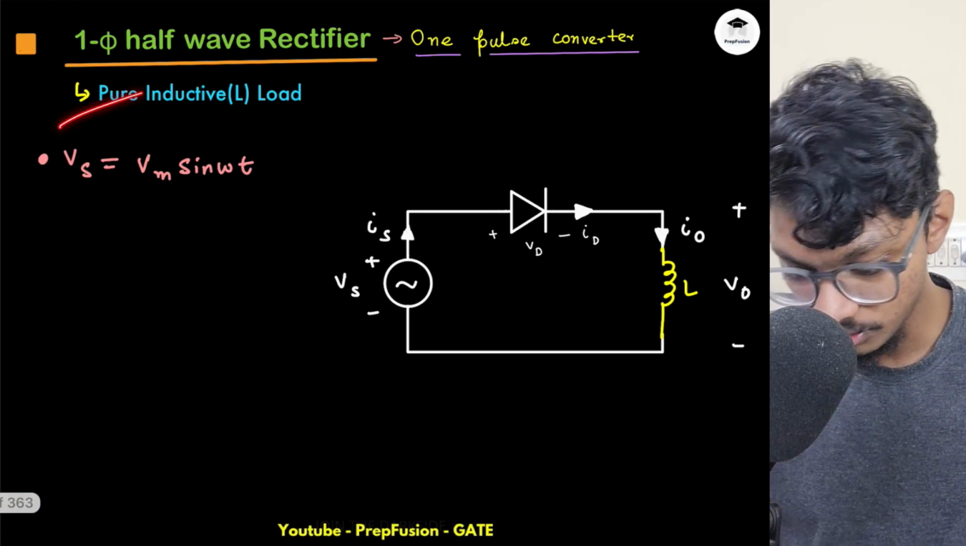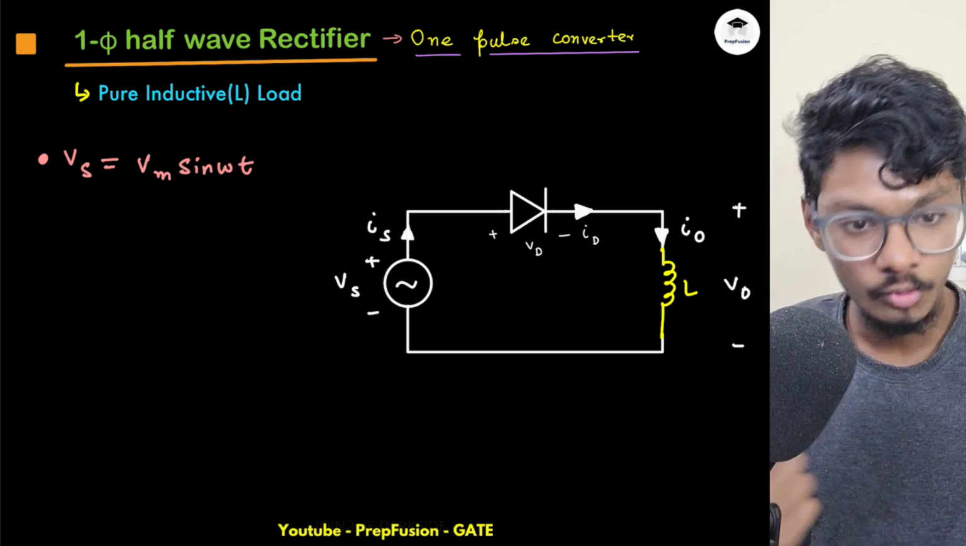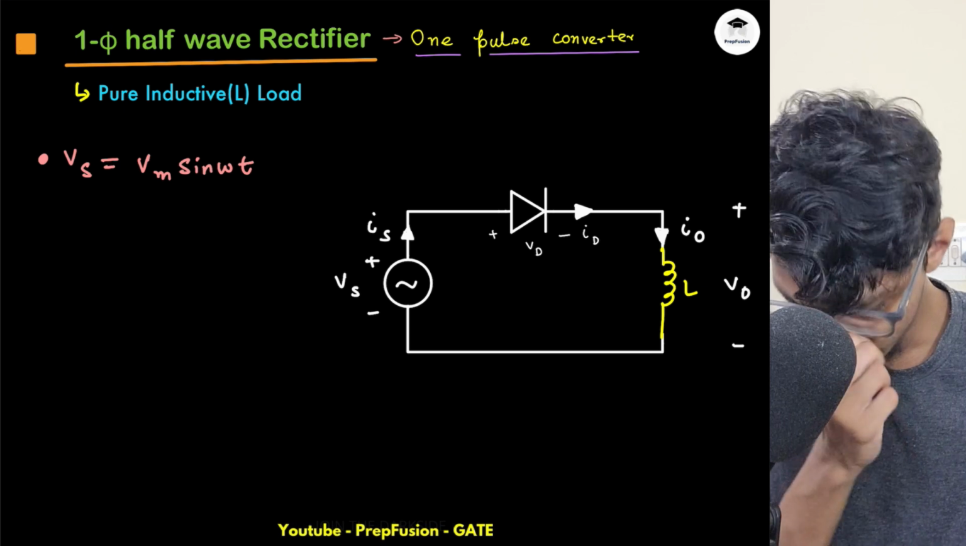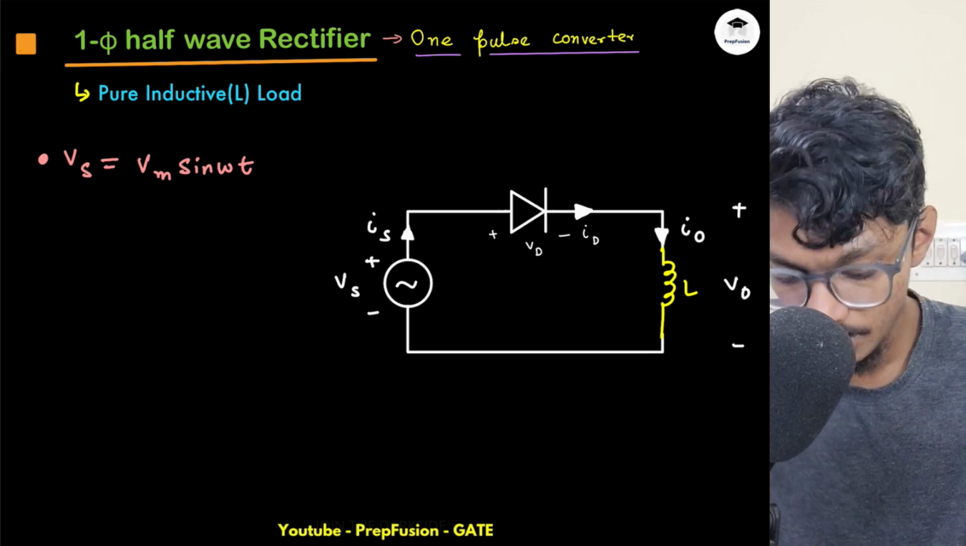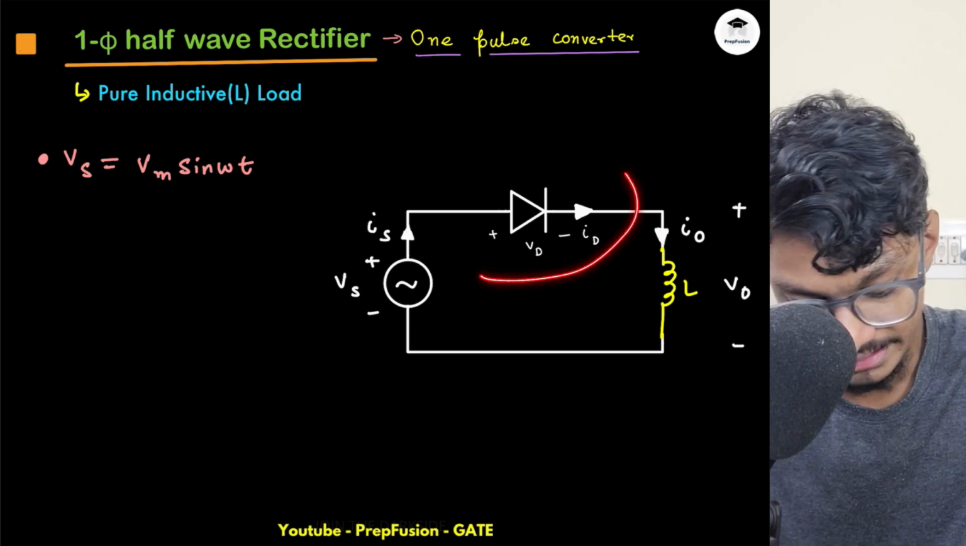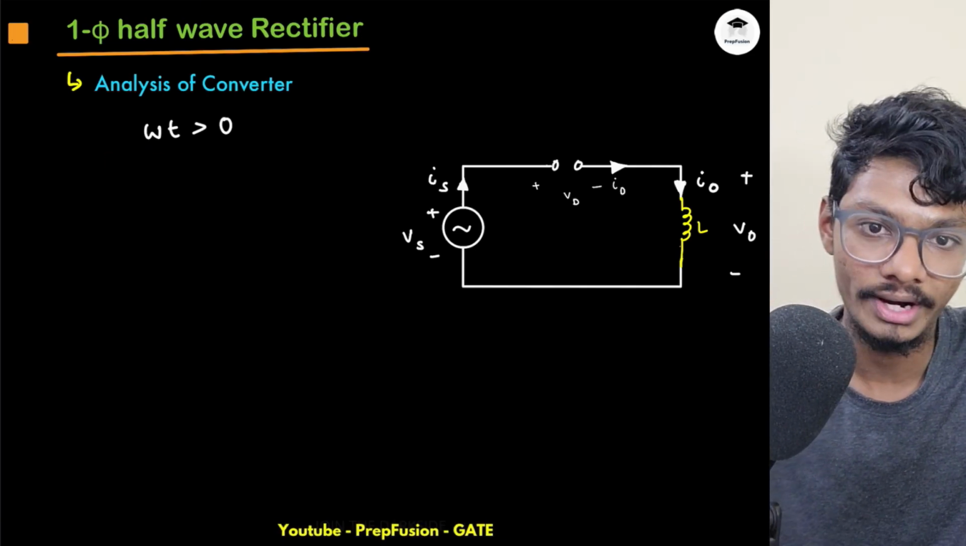Okay, now let's go to the first analysis, that is the pure inductive load. So how do I analyze this? First of all, I am analyzing this with a diode, then I will analyze this with an SCR. In this case, we have to understand what is happening just after omega t equals 0 plus.